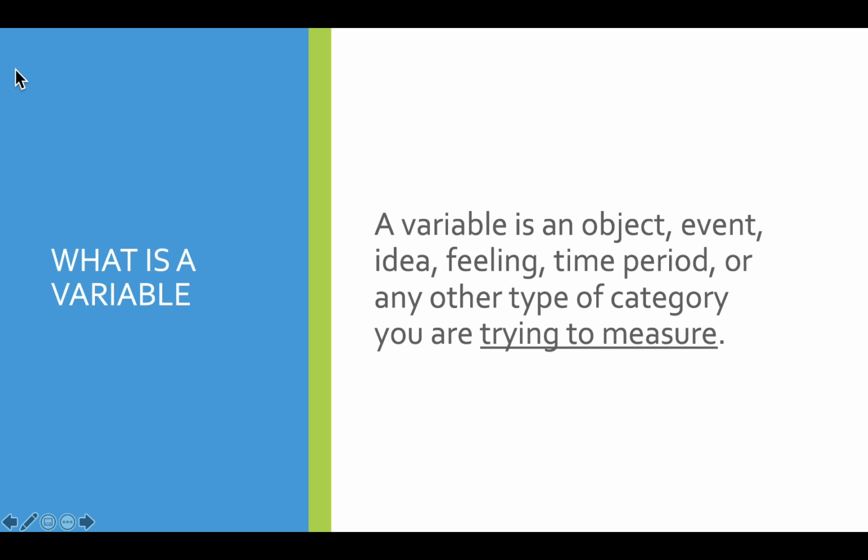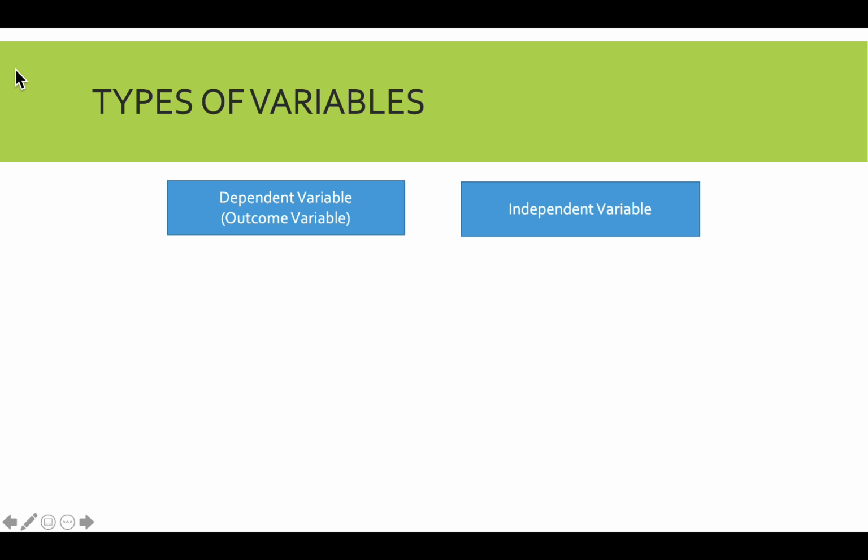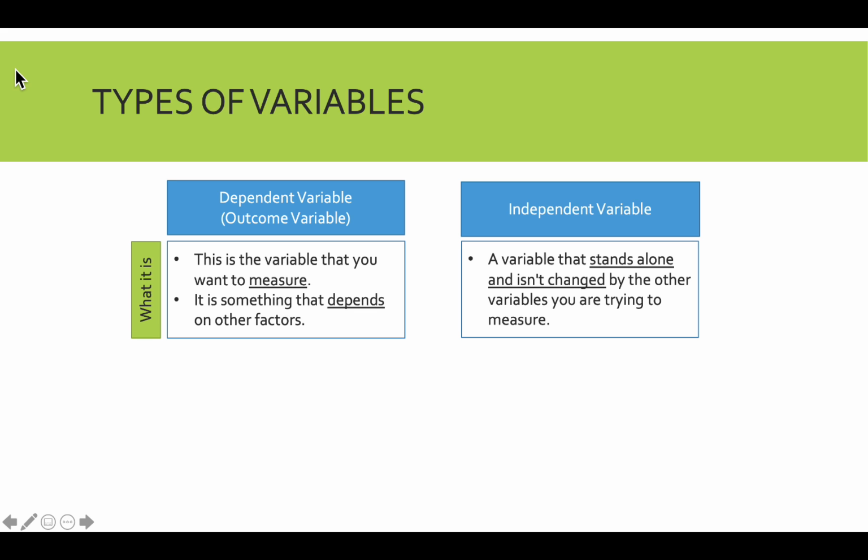So think about a variable as any sort of object, event, idea, action, feeling, time period, demographic. All these things are the things you want to know, that you want to measure. So there's two types of variables. This is really important. The first is dependent variable, and this is what you think is going to happen. We often call this an outcome variable. The second is the independent variable.